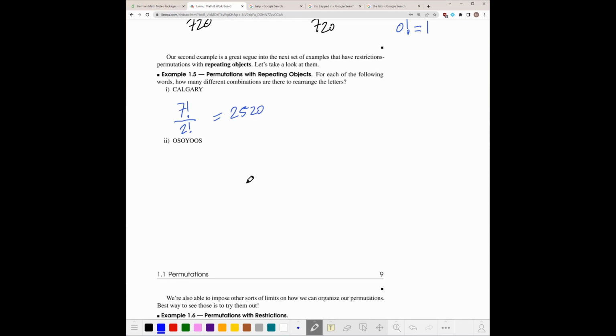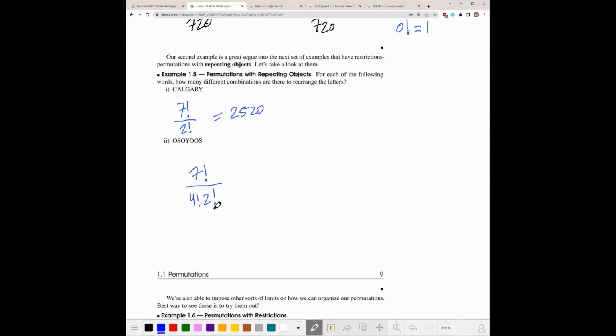Okay, well, Osoyoos is also a word with repeats, but it's got 2 different sets of repeats. So we've once again got 7 letters. If we ignore repeats, we've got 7 factorial combinations possible. But now we've got 2 groups of repeats, so we'll treat them as 2 different groups. There's 4 O's, good counting. 4 factorial to account for our O's, and 2 factorial to account for our S's.